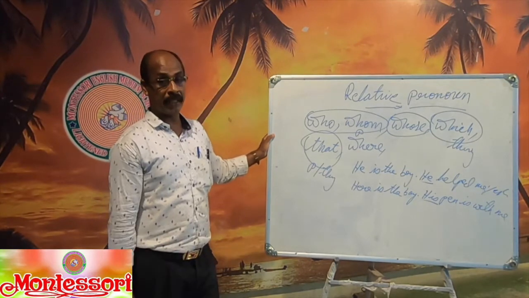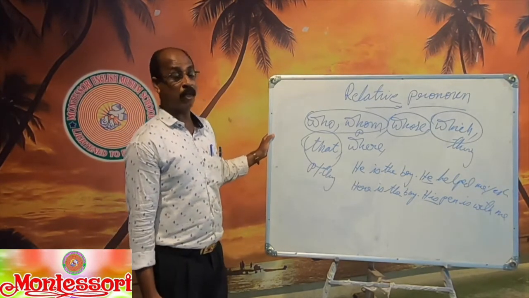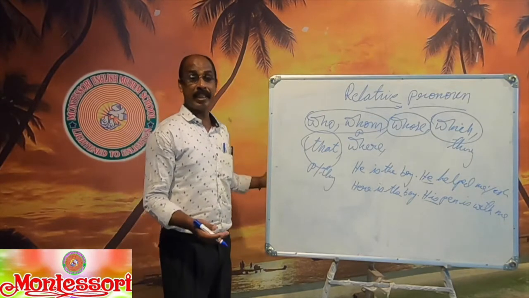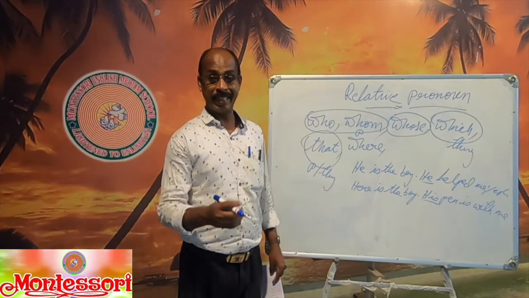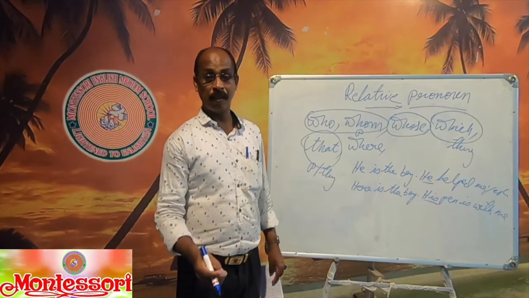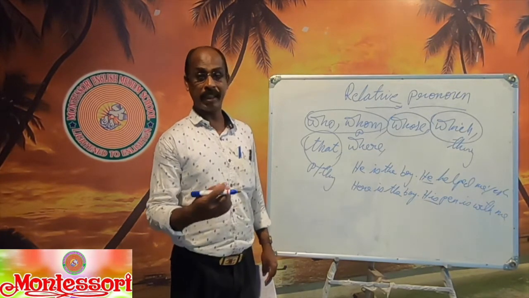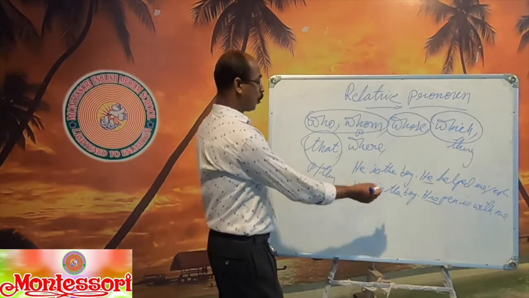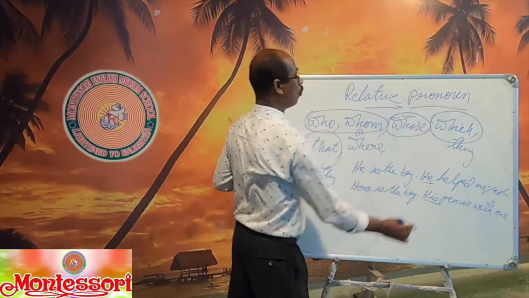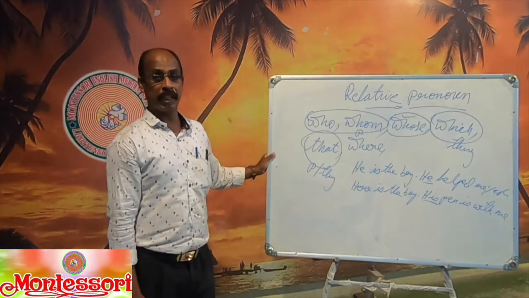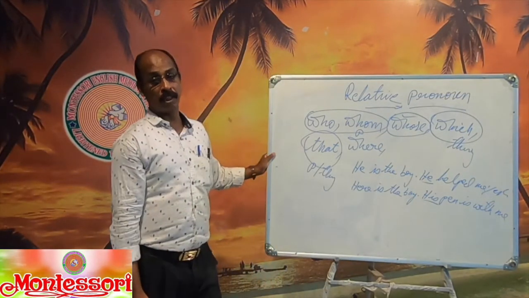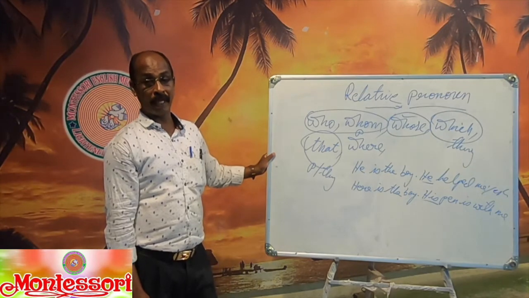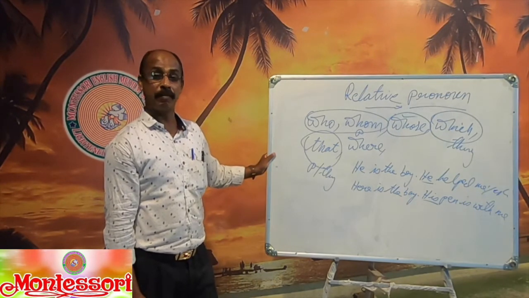Then his is repeated. His is used for a possessive case. In the previous class we studied the possessive case of the pronoun: mine, his, your, their. So the possessive case is used, and whose is the possessive case. Here is the boy whose pen is with me. Whose pen is with me. Here is the boy whose pen is with me.